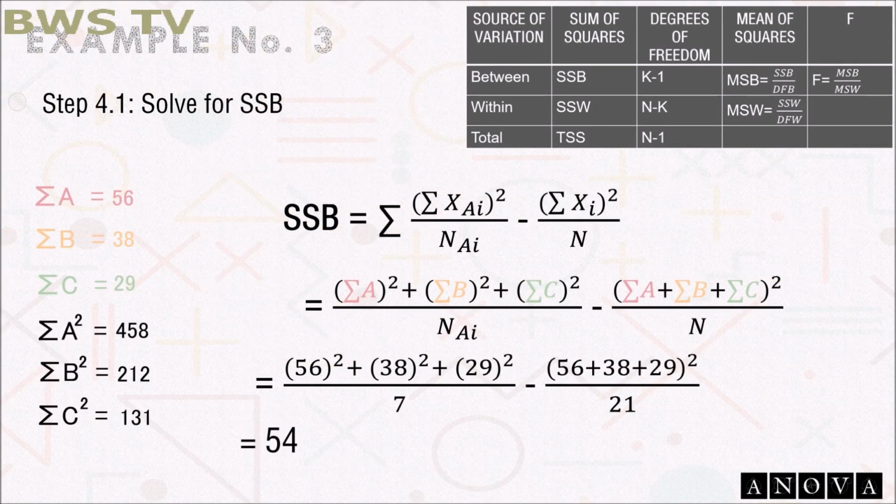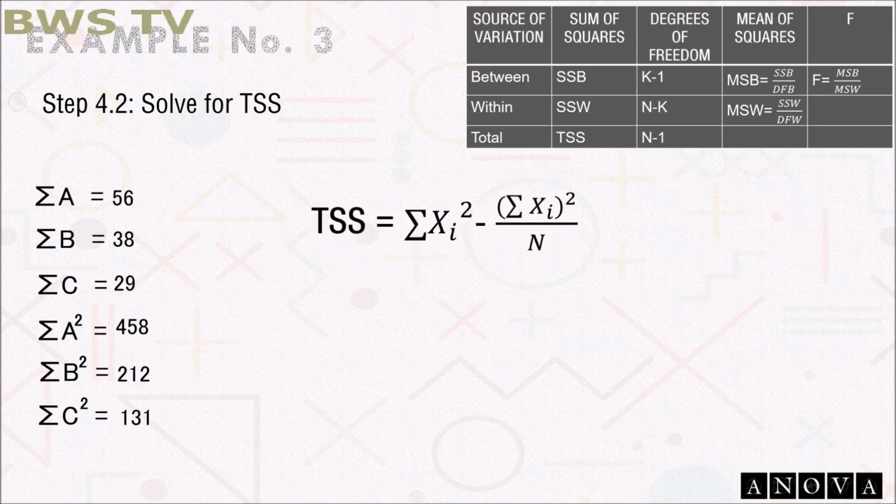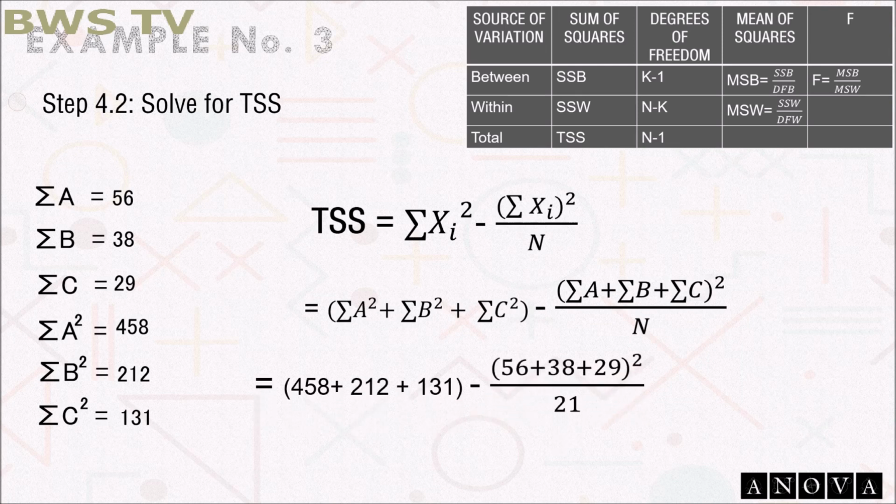Again, input that in your calculator, and you'll get 54, which is rounded off to the second decimal place. Next, we have to solve for TSS, given this formula or the expanded form. Substitute it, and you'll get these values. Input it in your calculator, and you'll get 80.57.